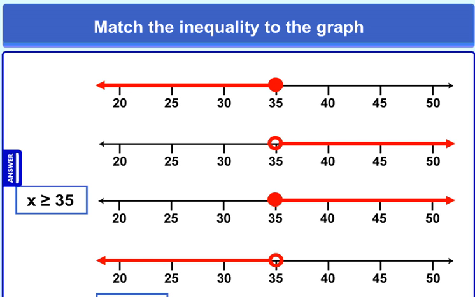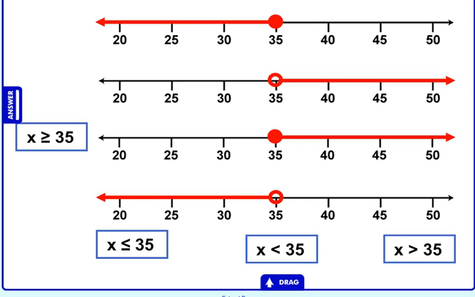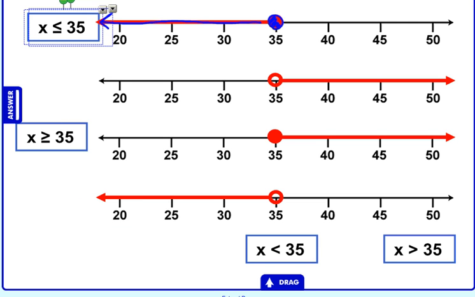So here we have some examples of that same idea. And this is not on your notes page, so I'd just like you to watch. This first example up here at the top, I see that it's a closed dot. It's filled in. So I'm looking for a symbol that has the line underneath it. That means it's equal to 35. 35 is okay. And since this arrow goes to the left, I can tell that those are the less than numbers. So that must be x is less than or equal to 35.